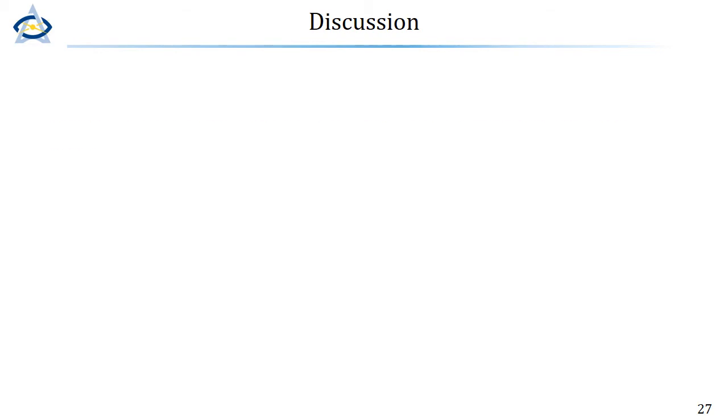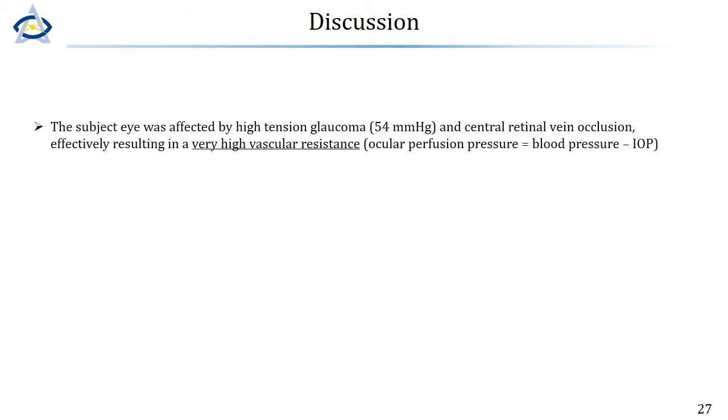Okay, so let's discuss this. The subject eye was affected by both high tension glaucoma and central retinal vein occlusions. So we think that this results in a very high vascular resistance, because the increase of intraocular pressure decreases the ocular perfusion pressure, so it makes the perfusion more sensitive to the higher vascular resistance that is due to the central retinal vein occlusion.